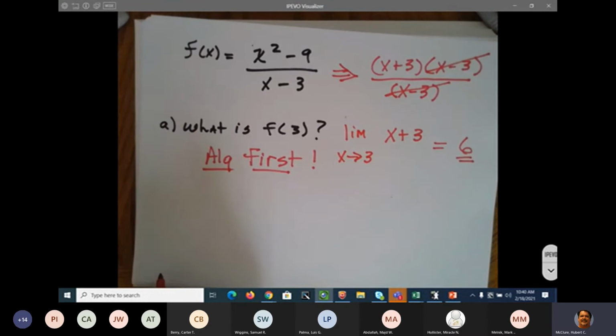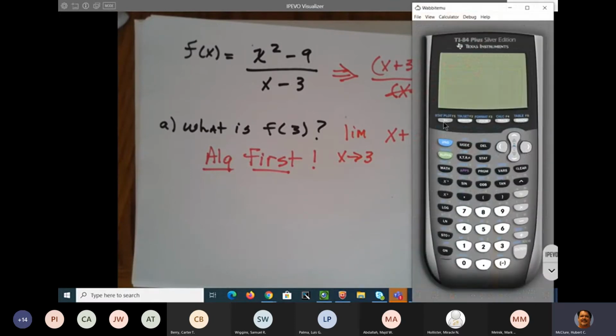Now, what the heck does this mean? Well, we're going to go to the graphing calculator and we're going to graph this. The reason is it's easier to graph with a calculator than by hand. This is the kind of question you will see about limits. Turn it on first. Y is equal to, parentheses, x squared minus 9.